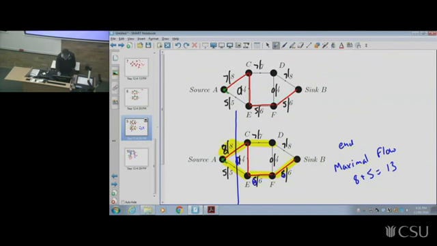Whereas if you increased B to D going around, it doesn't help at all, because that's not the bottleneck. So this minimal cut idea is useful to identify where bottlenecks are, and therefore helps you think about how to increase the flow even further.